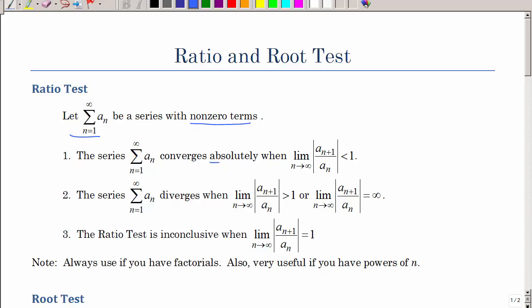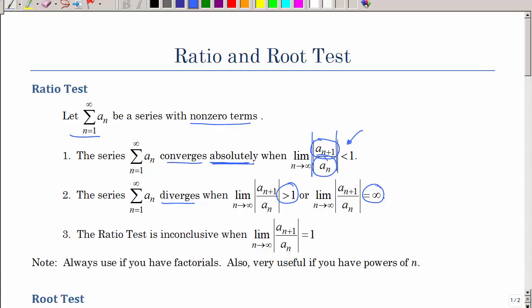The series converges absolutely when you take the limit of the ratio of the next term divided by the previous term, and that limit has to be less than 1 in order for it to converge absolutely. Now, that word absolutely just means you've taken that absolute value, you've taken out any possibility of any negative terms. The series diverges when that same limit is greater than 1, and greater than 1 would include infinity.